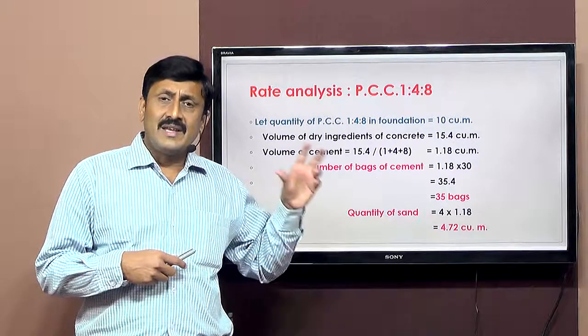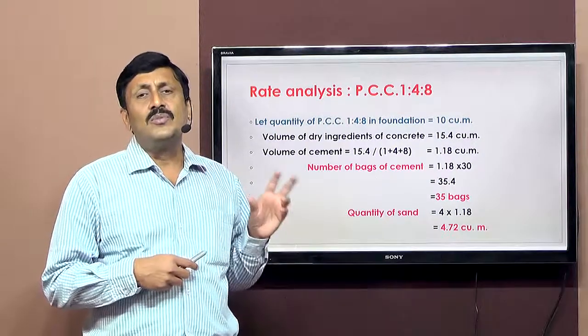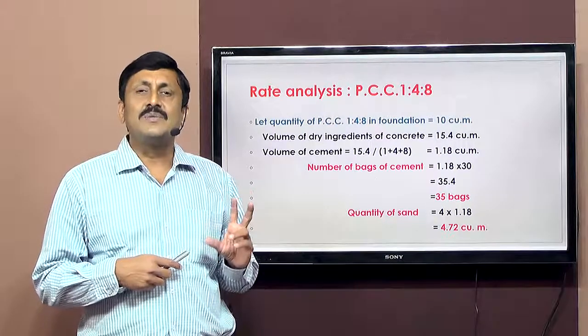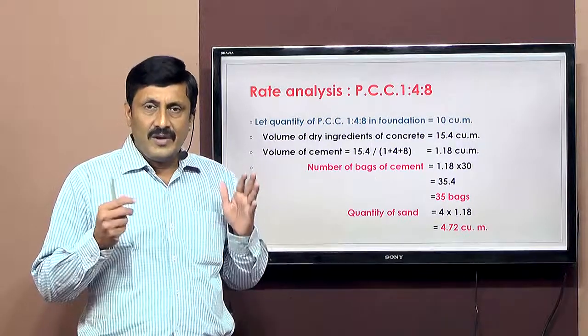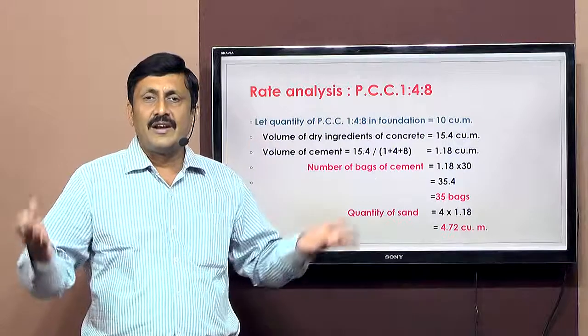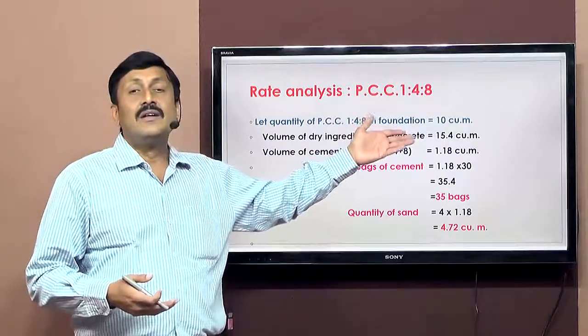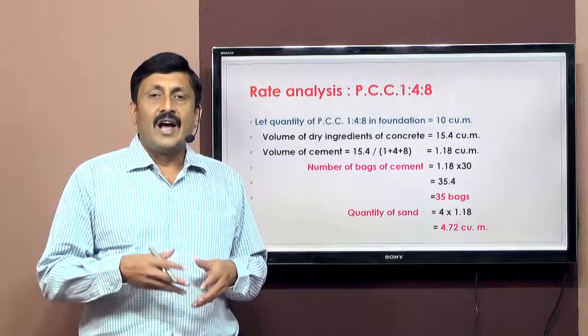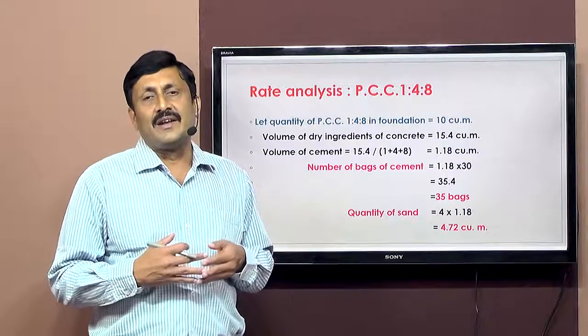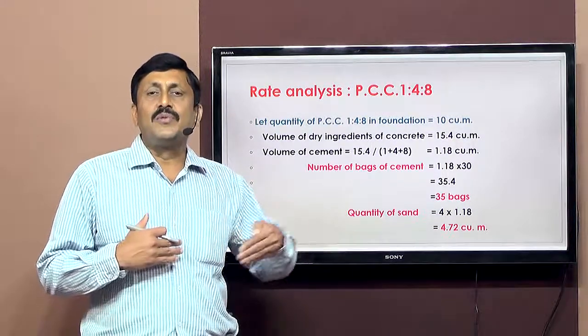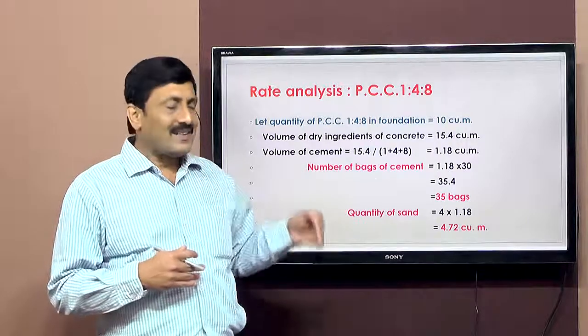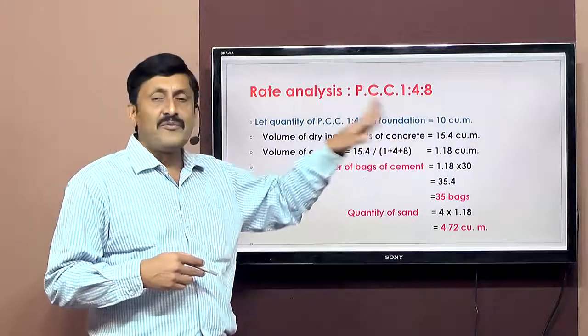But the same will not be the volume of dry ingredients of cement concrete. We need the volume of dry ingredients to be greater than this volume of wet concrete. And by how much should it be greater? It should be around 52 to 54%. So we are considering it as 54%.